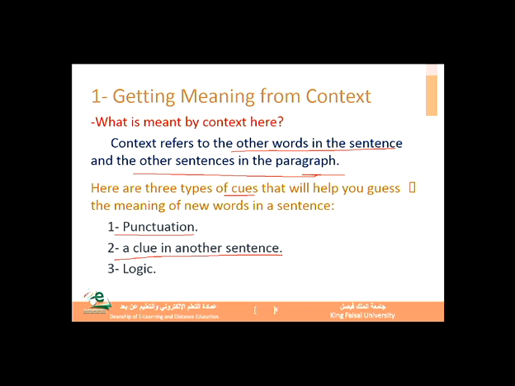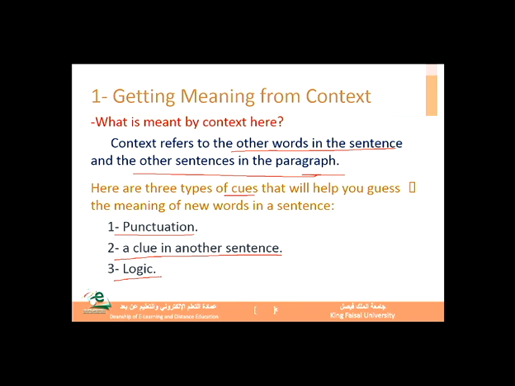Number 2, a clue in another sentence. Just read another sentence and then the meaning might be clearer. So don't stop at the word and go to the dictionary. No, just keep reading. It might get really clearer when you read the second sentence. The third strategy or cue to help us to identify the meaning of new words is basic logic. Sometimes it's really logical. You can tell the meaning of the new word even though you have never heard that before.